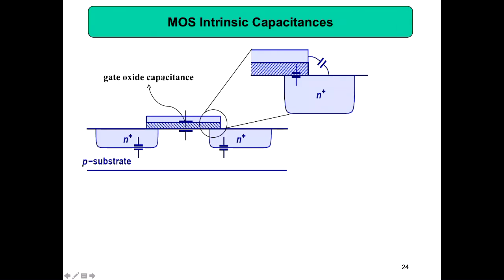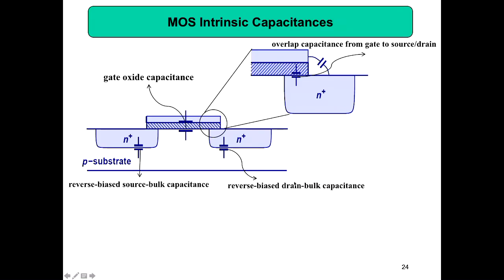Then the gate oxide capacitor, that's a capacitor. And here also you form a capacitor because you got N plus doping here, and another P substrate here. So you got a capacitor here, and a capacitor here. And then the reverse biased source bulk capacitance and the reverse biased drain bulk capacitance. Why is it reverse biased? Because this is a P substrate, and usually the substrate will be grounded. So that is the reason it's a reverse biased source bulk capacitance and reverse biased drain bulk capacitance.